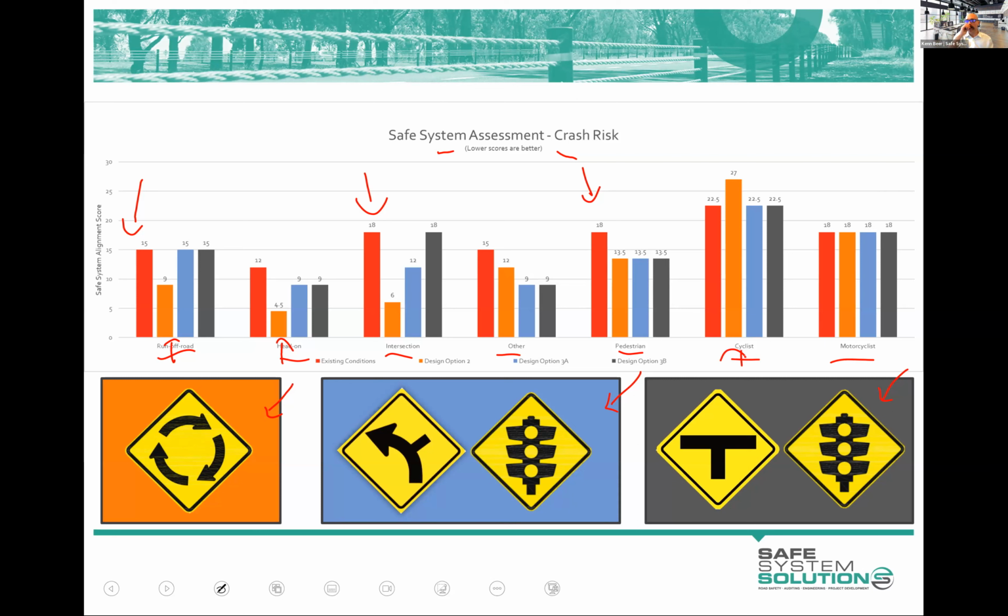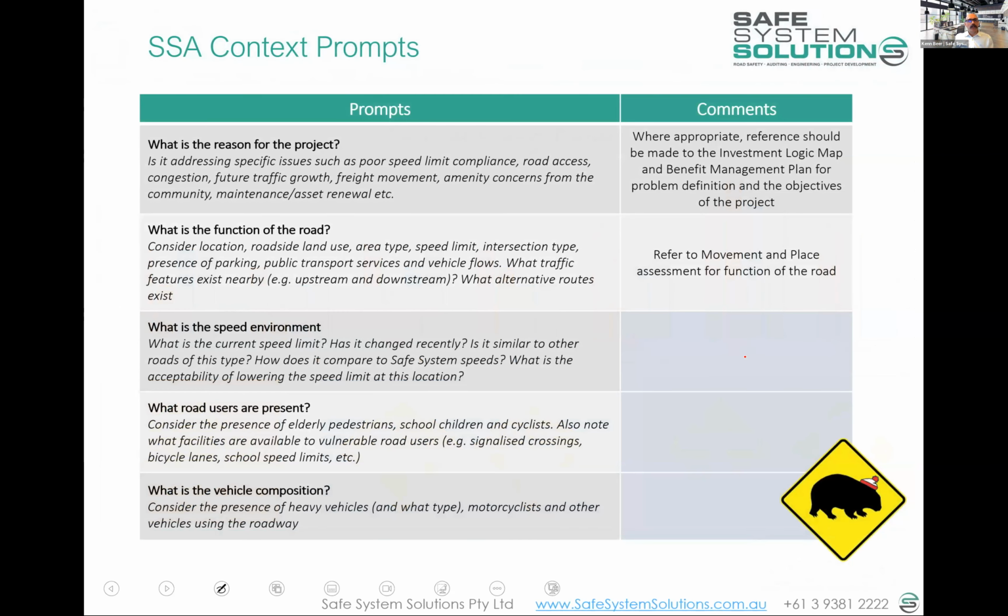So what I want to do now is take you through how we actually build this. How do we create this? How do we get those numbers in there? The first thing you do when asked to do a safe system assessment on a project design is this. They say, okay, we're looking at a new intersection, we're playing with some options and we've got some concepts done. Can you do a safe system assessment on it?